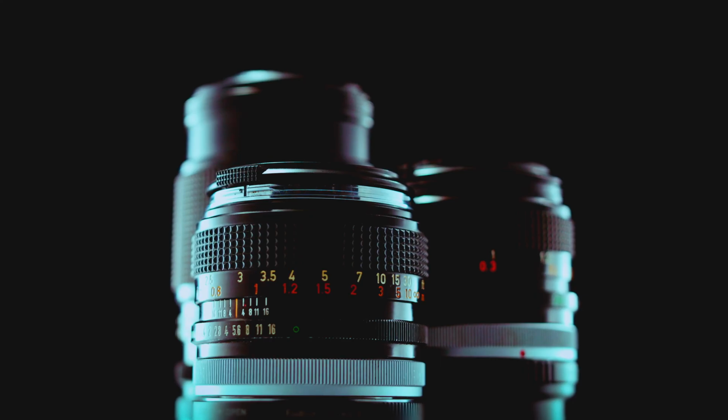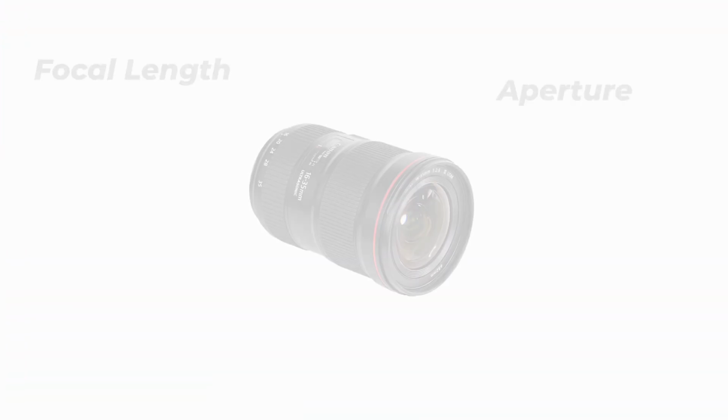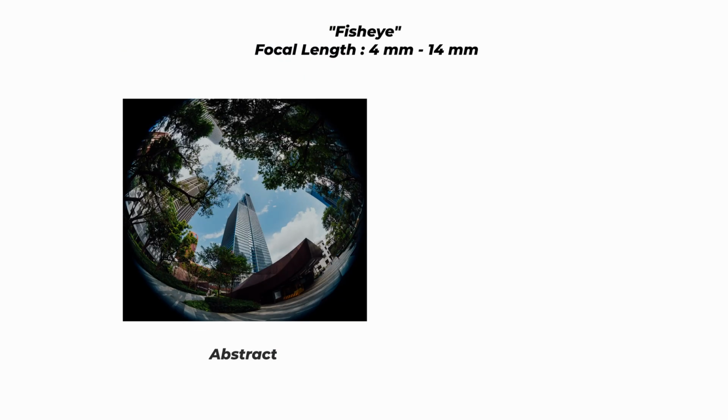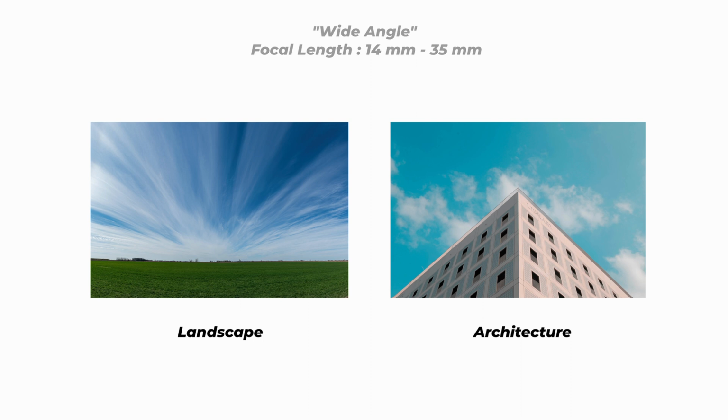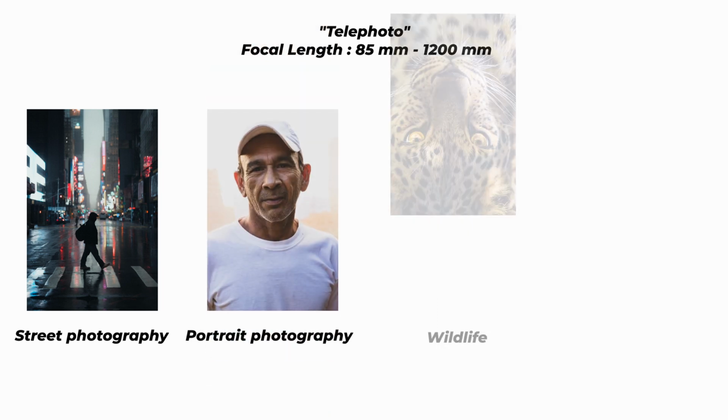Lenses are the most important equipment in photography. Every lens has two main specs, which are the focal length and aperture. We can classify them based on the focal length as follows: fisheye, which is useful for abstract and creative shots; wide angle for landscape and architecture; standard for street, travel and portrait; telephoto for street photography, portrait, wildlife and sports; and macro for close-up shots like flowers, insects or eyes.